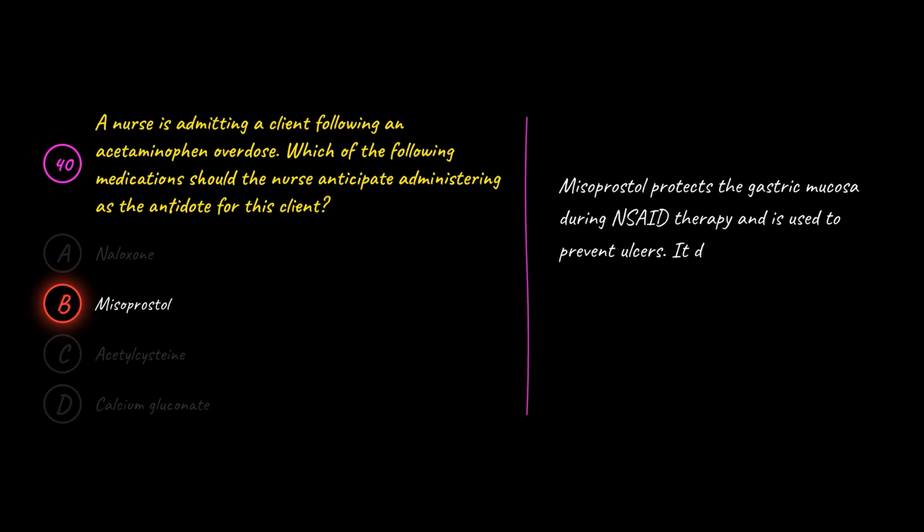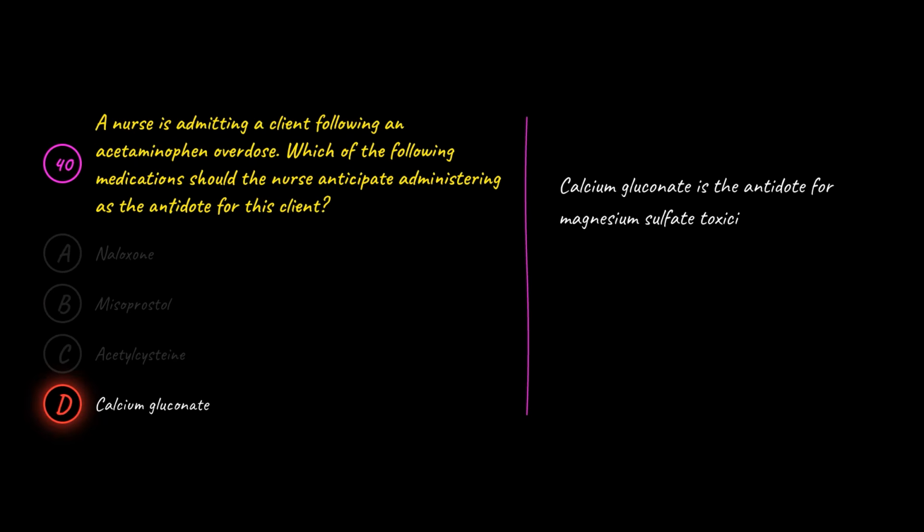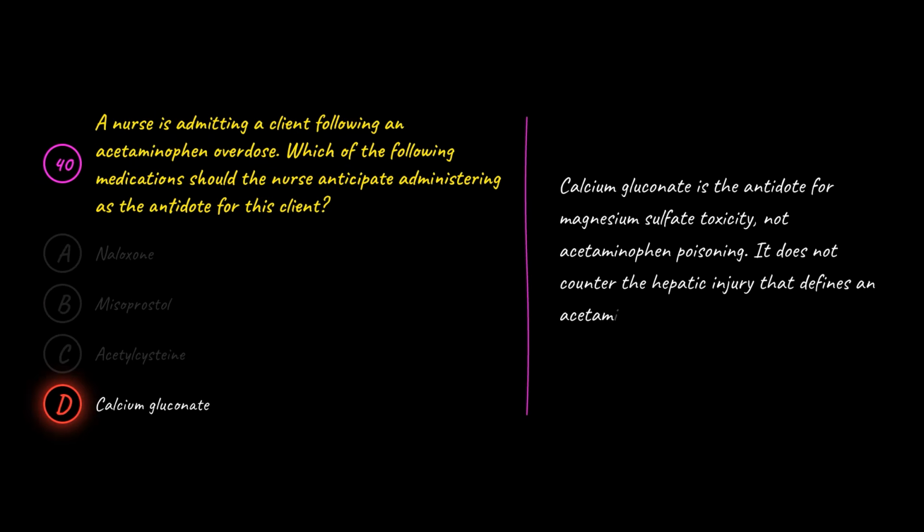ulcers. It does nothing for the liver damage caused by an acetaminophen overdose, so it would not serve as the antidote in this situation. D is wrong because calcium gluconate is the antidote for magnesium sulfate toxicity, not acetaminophen poisoning. It does not counter the hepatic injury that defines an acetaminophen overdose and would leave the liver completely unprotected against the toxic metabolite.